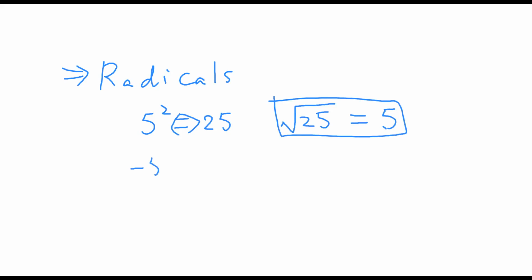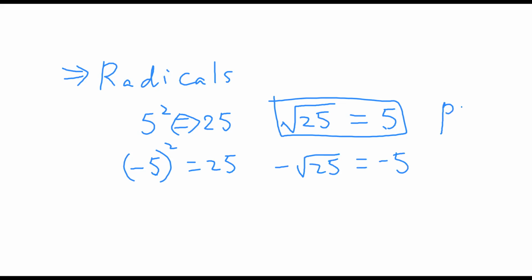So if I say negative here, equal 25 as well, right? So if you need square root 25, negative part, so it's negative 5. So this is the positive. This is the positive part, right? This is the positive root. Positive root. This is the negative root. Negative root.